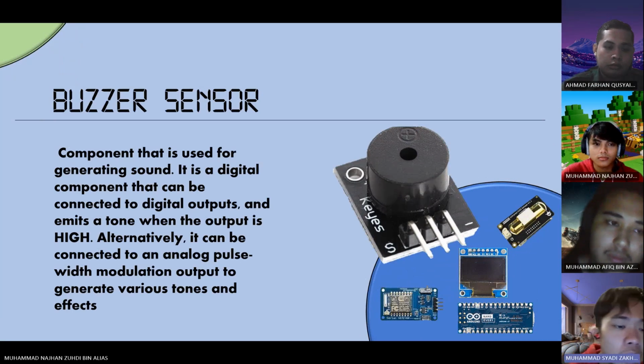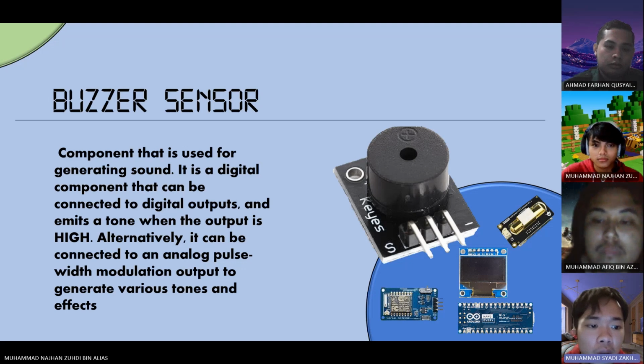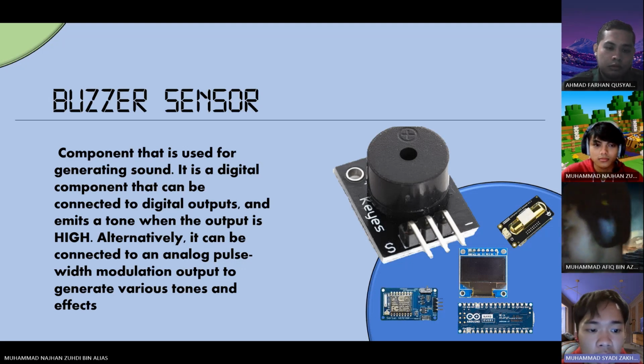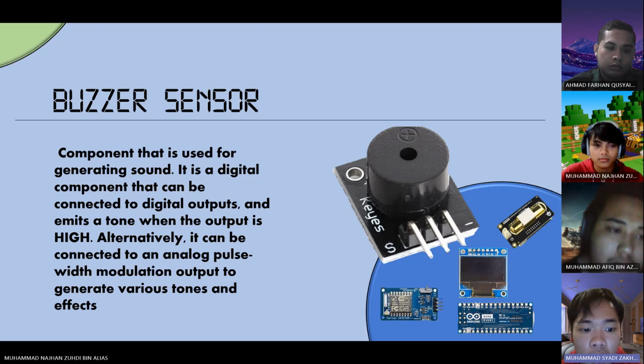The next component is the buzzer sensor. The buzzer sensor is used for generating sound. It is a digital component that can be connected to digital outputs and emits a tone when the output is high. Alternatively, it can be connected to an analog pulse width modulation output to generate various tones and effects.